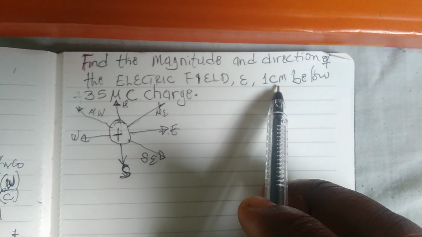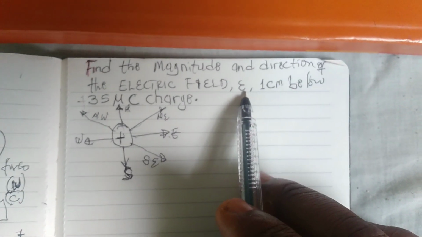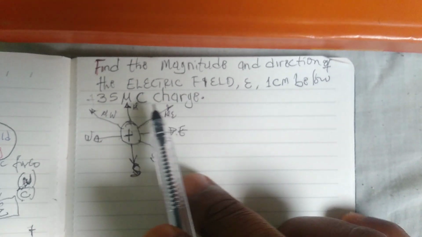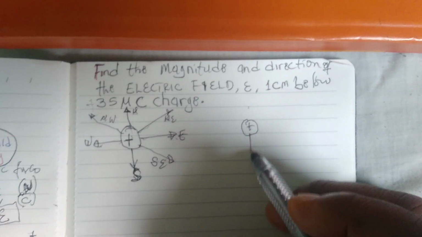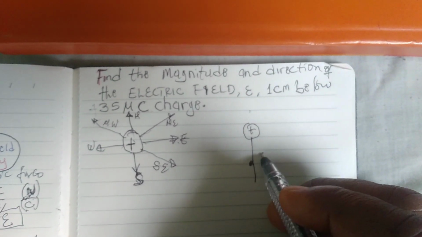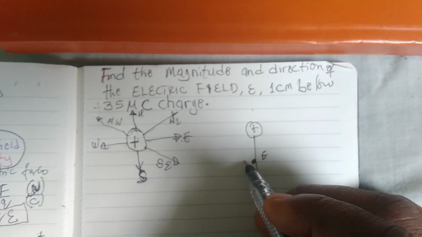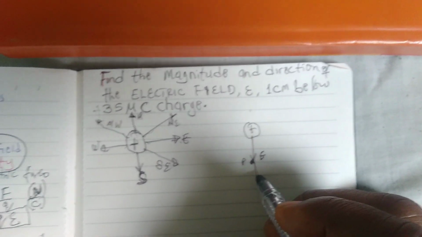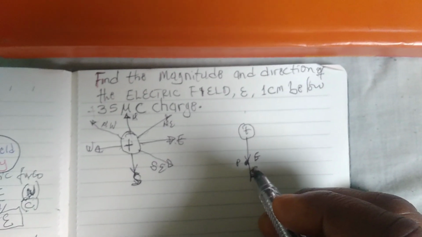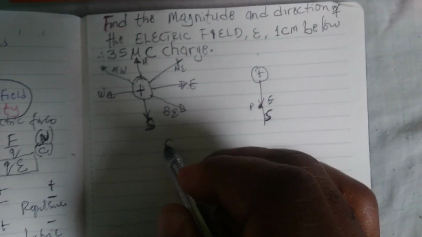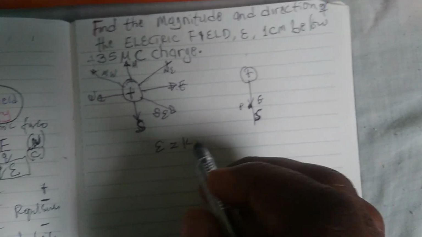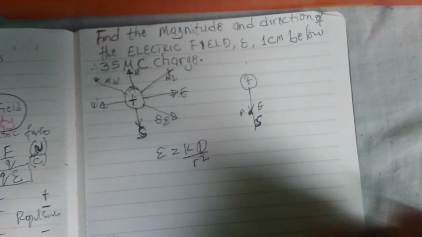Now the question says that we should find the electric field intensity 1 centimeter below 35 coulomb charge. So this particular charge now, we want to find the electric field intensity E that is acting at this particular point downward, that is toward the south. So the direction of that electric field intensity is to the south. Now like I said the other time, the electric field intensity E is given as KQ divided by R square.